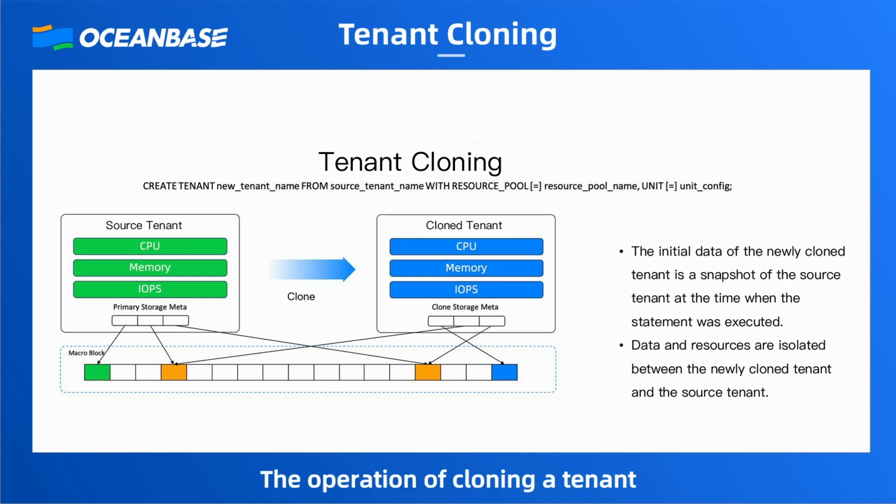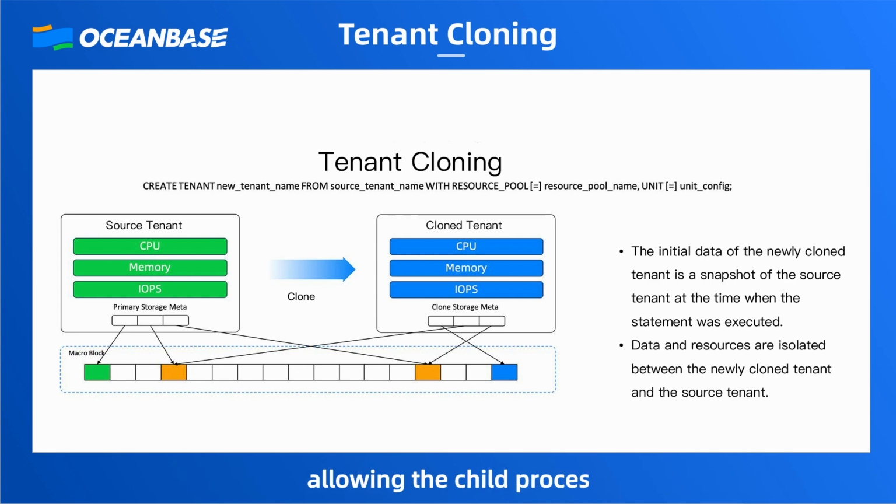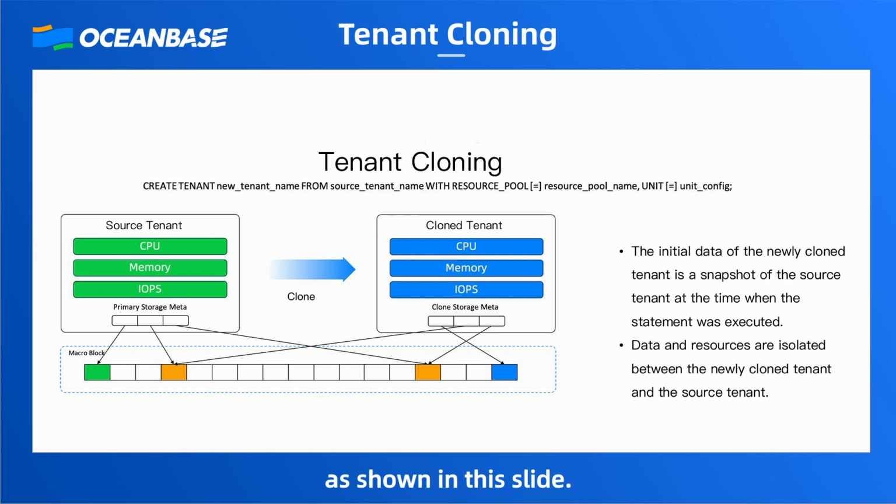The operation of cloning a tenant can be compared to the fork operation of a process. In a fork operation, the parent process copies the page table information to the child process, allowing the child process to initially access the same physical pages as the parent process. Similarly, during tenant cloning, the metadata of the source tenant is copied to the newly cloned tenant, allowing the newly cloned tenant to access the same physical macro blocks as the source tenant at the initial moment. A macro block is a data storage unit in OceanBase, as shown in this slide.